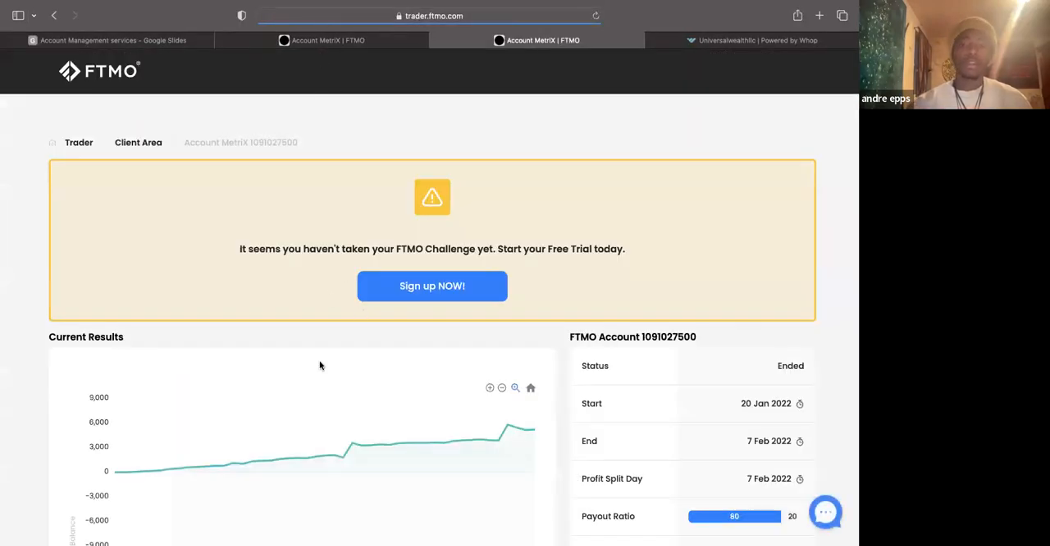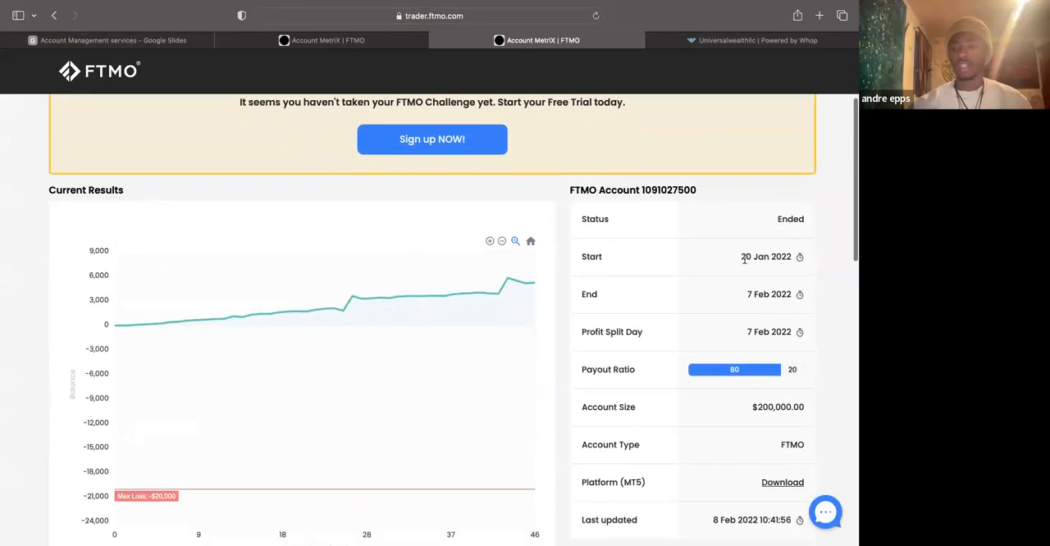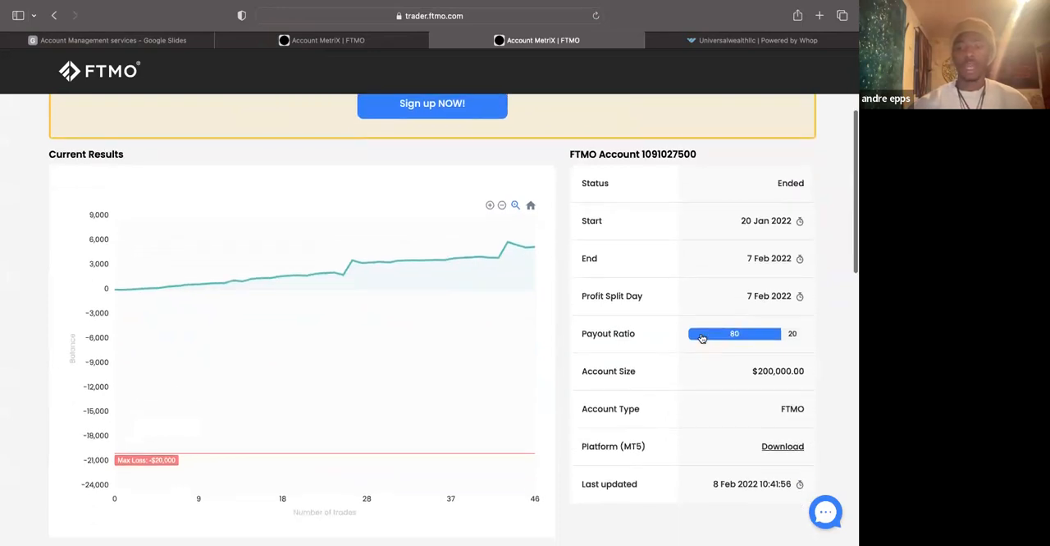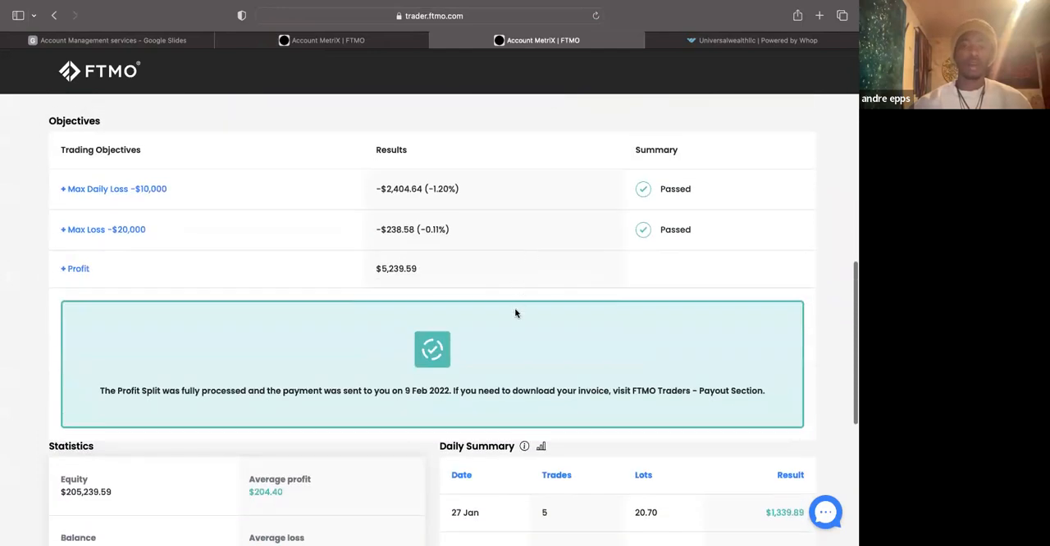There we go. So here's another one. This is another live account. Y'all can see it's different dates. So we have January 20th, 2022, February 7th, 2022, 80-20 profit split. Okay, so it took its first trade on January 19th. By the time we got to January 26th, it made $5,000 in that account, which is an 80-20 profit split.